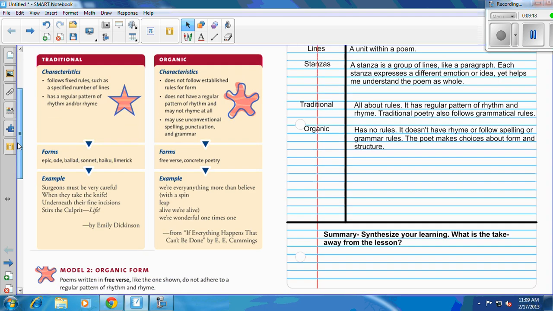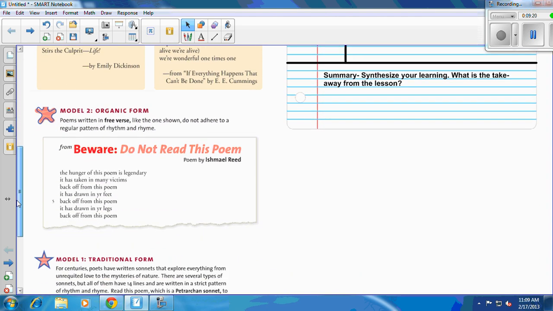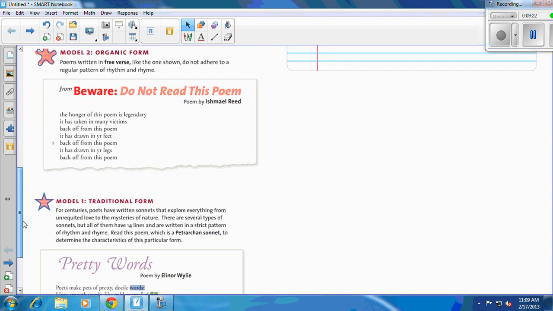Okay, so I have some additional content down here, and I want to look at it at least. We may not find anything that we need to write down, but I'm going to look at it. So the first model that I found was the organic form. Poems written in free verse, like this one shown, do not adhere to regular patterns of rhythm and rhyme.